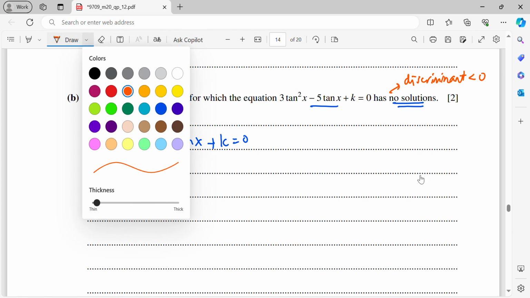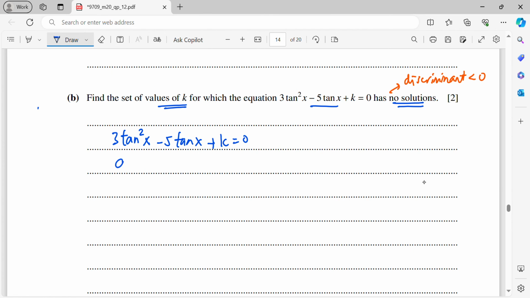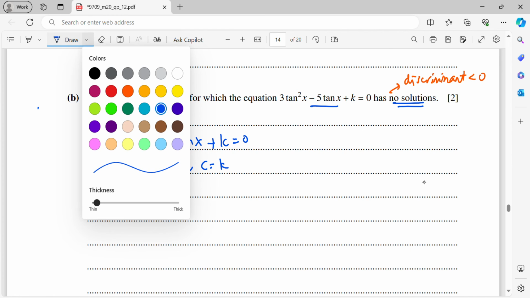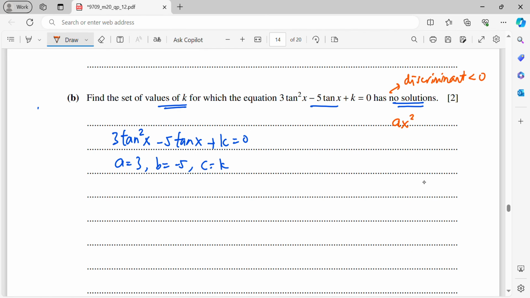So now, basically, I need to write down the coefficients first. A is 3, B is minus 5, C is k. The discriminant here means that, you are given ax squared plus bx plus c equals 0. Then the discriminant is basically b squared minus 4ac.